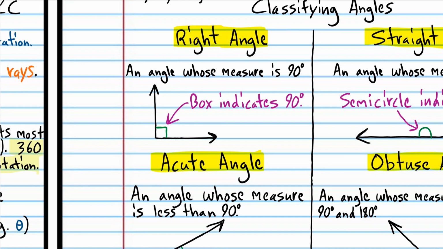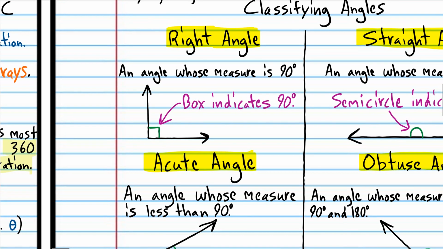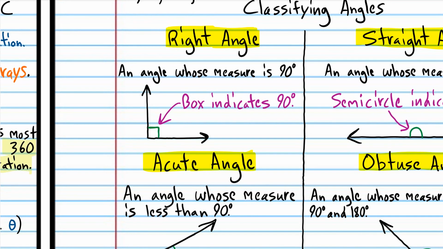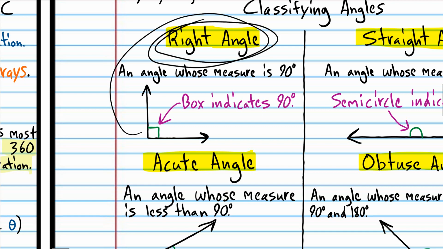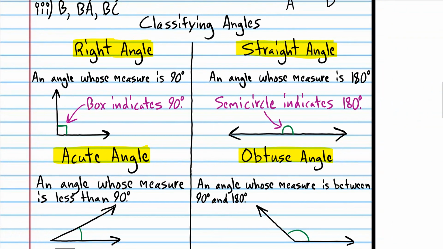And so that's represented by this box. Whenever you see a box, that means that the measure of that angle is 90 degrees. And it's given a special name. It's called a right angle. A right angle is an angle whose measure is 90 degrees.